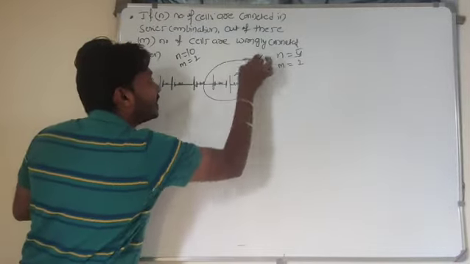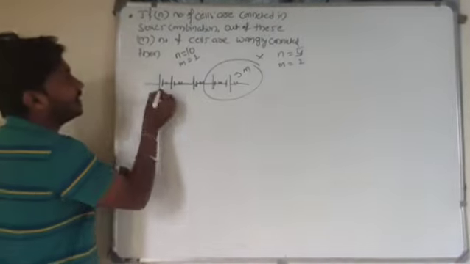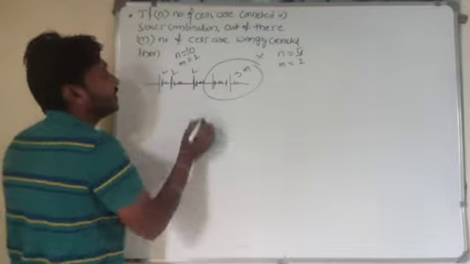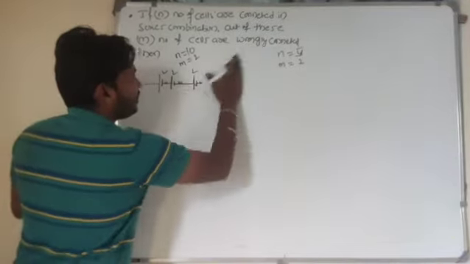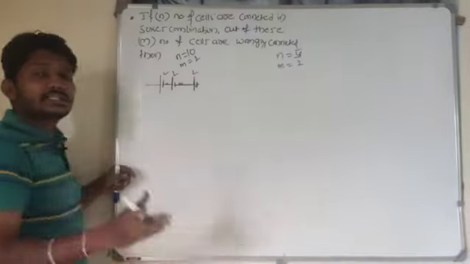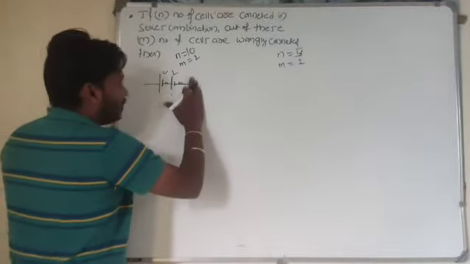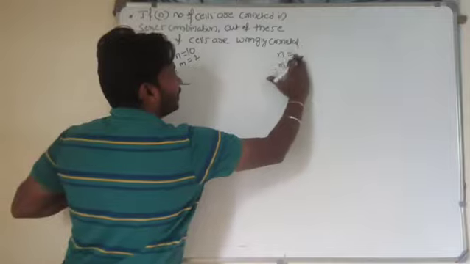cells will get cancelled out here. If these two cells get cancelled out, how many cells will remain here? 3 cells will remain. Similarly, out of 5 cells, how many cells will remain? 3. So now 3 cells are there. How many cells here?